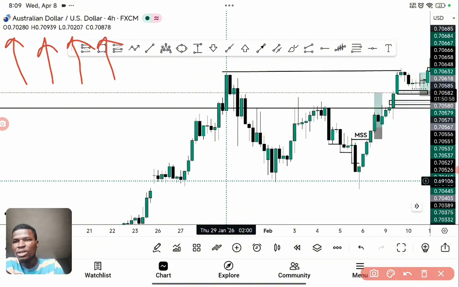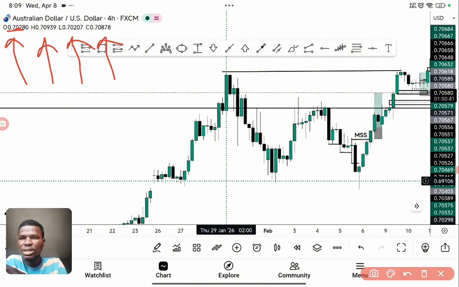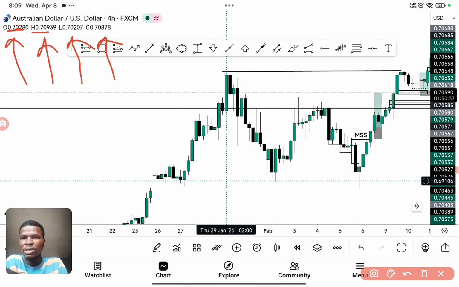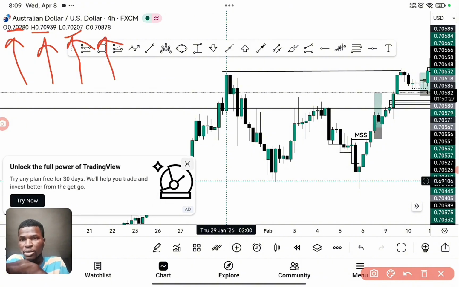You see, this is the opening price. When I hover over this Marubozu candle, you can see this means the opening price. You can see the price here. This is the opening price, 0.7280. This is the highest level the price ever got to. This is the lowest level the price ever reached, and this is the closing price of this candle.